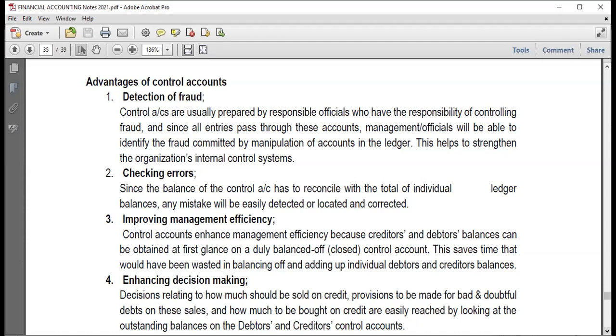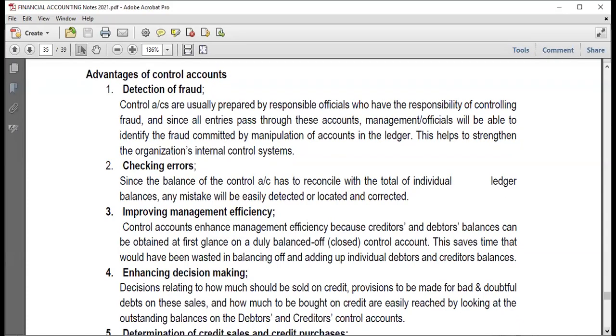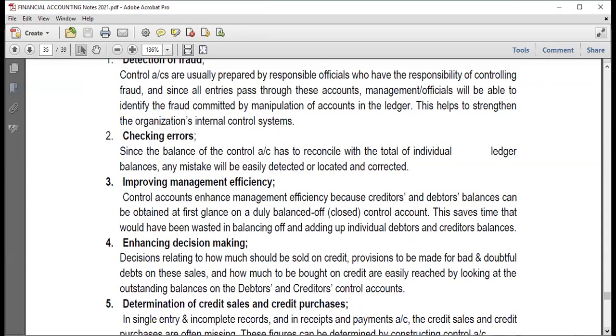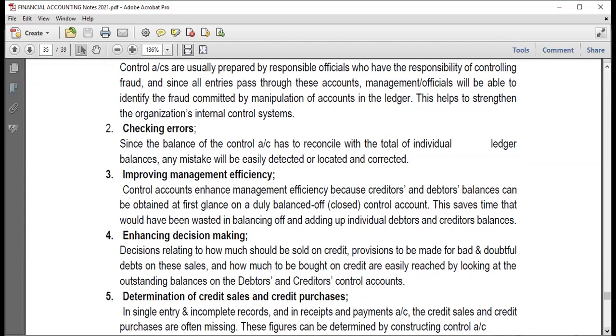And then the other one, of course, it enhances your decision making. Your control account can give you guidance of how much money is tied up in credit to customers, and also help you with things like making provisions for some of the money for cases where some customers are not going to pay you. But also look at the element of payments, knowing how much you should pay to your creditors, and definitely also being able to negotiate for things like discounts and so on, okay?